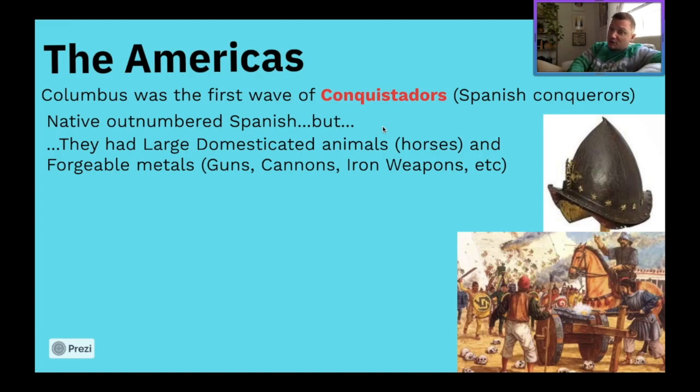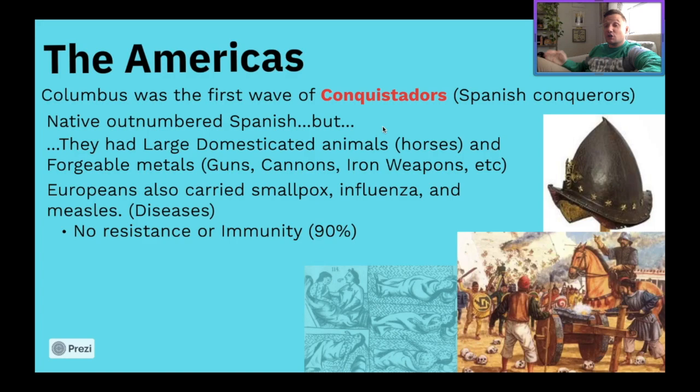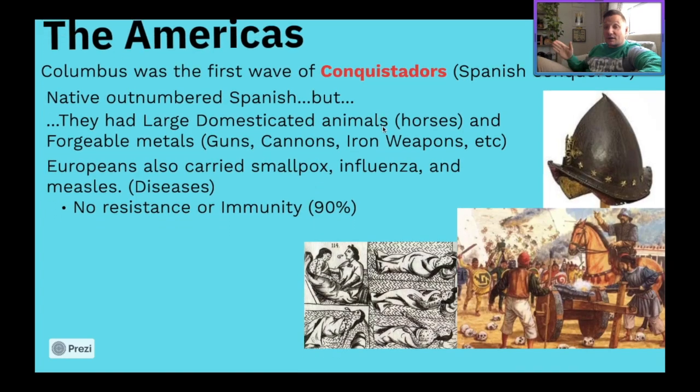And then also forgeable metals is going to be a big one as well, because as we talked about with ancient Greece, the Europeans went through the Iron Age and the Bronze Age, eras where they would actually forge different metal weapons, and that's going to give them things like guns, cannons, iron weapons, swords, and things like that. Now, speaking of those diseases from the large domesticated animals that the Europeans had some immunity to, the Europeans carried smallpox, measles, and influenza that would lead to a 90% death rate of the native people because they had no resistance or immunity whatsoever, right?